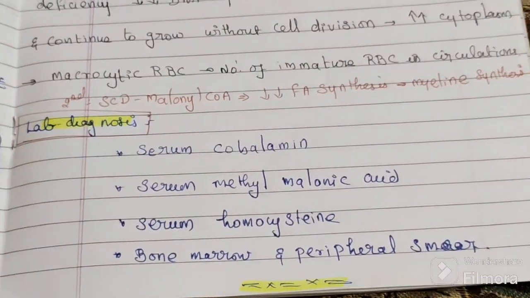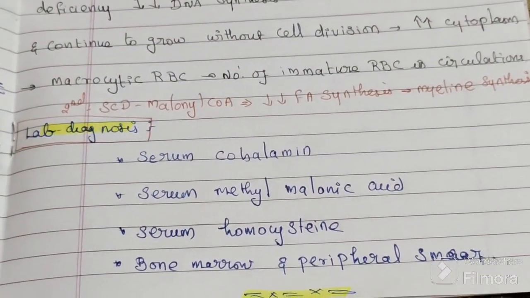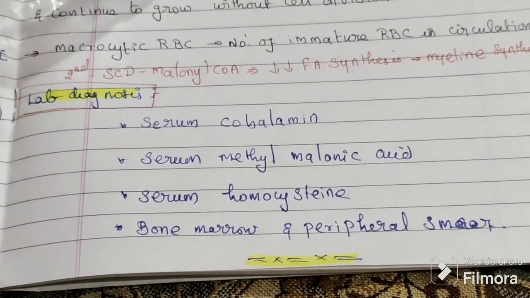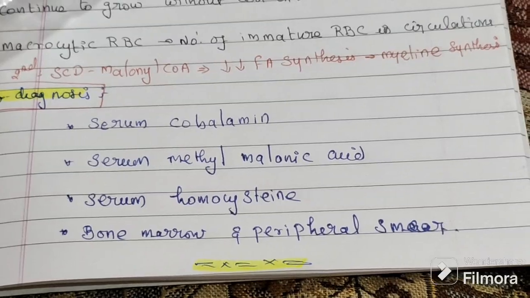The last one is laboratory diagnosis. A serum sample is taken for cobalamin, methylmalonic acid, and homocysteine, along with bone marrow and peripheral smear.